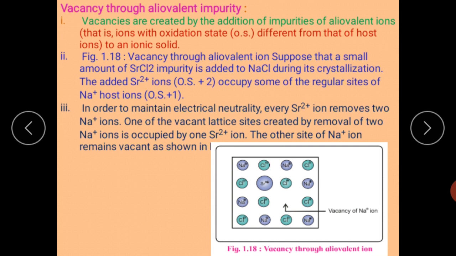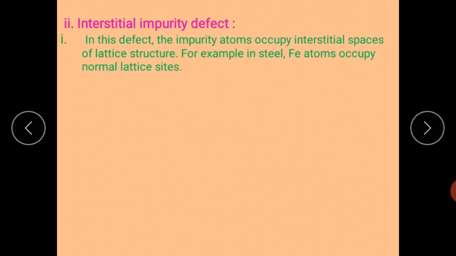Next is the interstitial impurity defect. In this defect, the impurity atoms occupy interstitial spaces of the lattice structure. For example, steel.